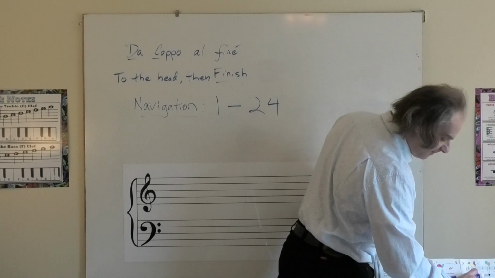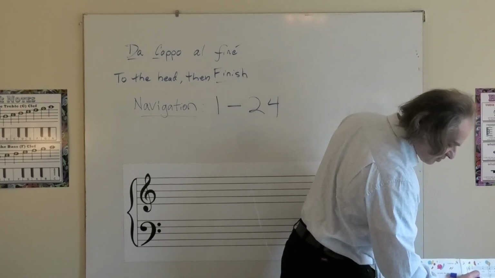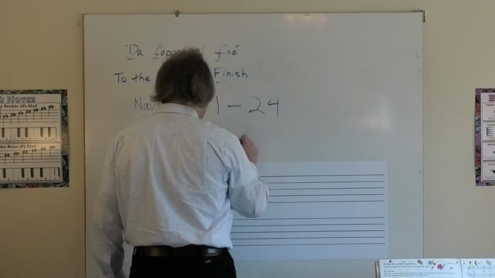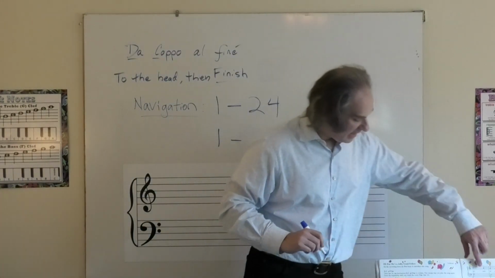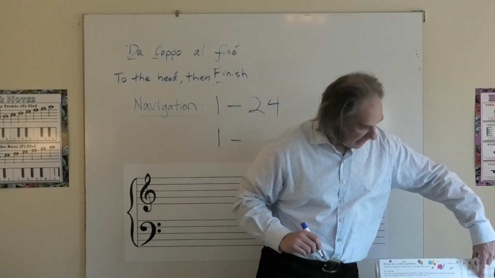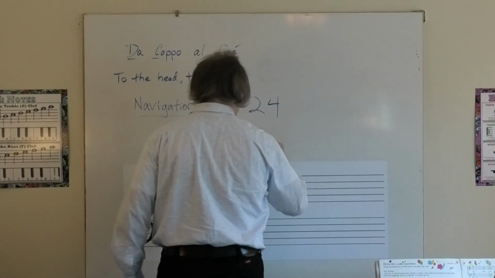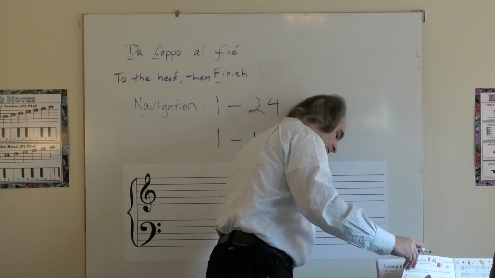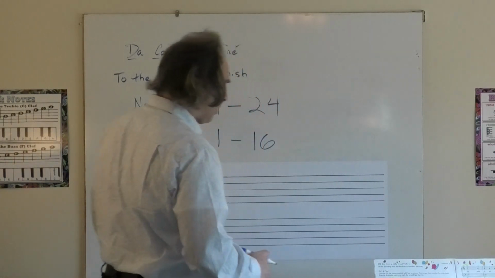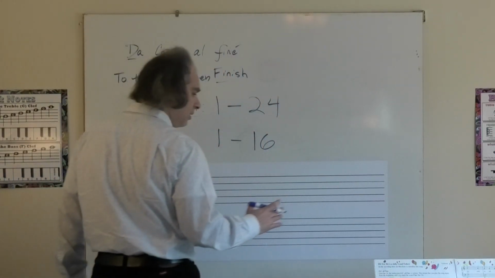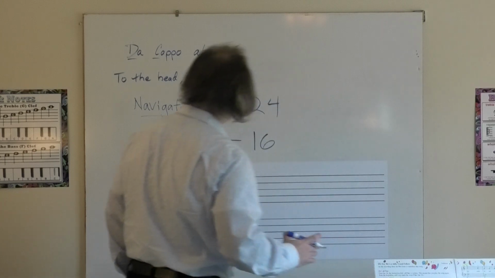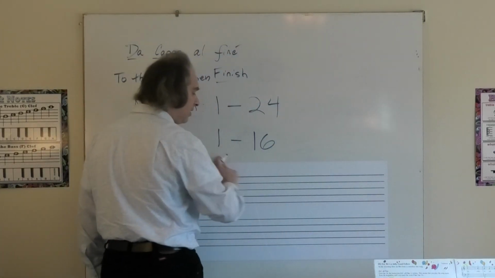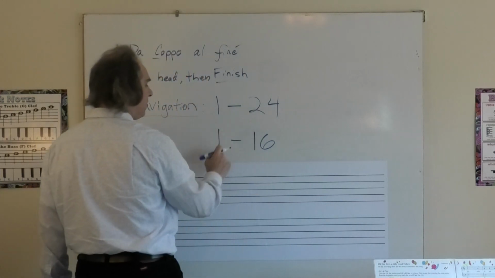Well, where's fine? Fine is right here in the middle of measure 16, and that's where we're going to finish. So we're going to go back to the head, and then we're going to go to the fine. And the fine is located right here. So we start at this one, and then we're going to finish here. Then we start again and finish after. Right. Progressive Piano, Book B. For He's a Jolly Good Fellow, the navigation is going to be 1 through 24. Da capo, back to 1, to the fine, 16. 1 to 24, 1 to 16.